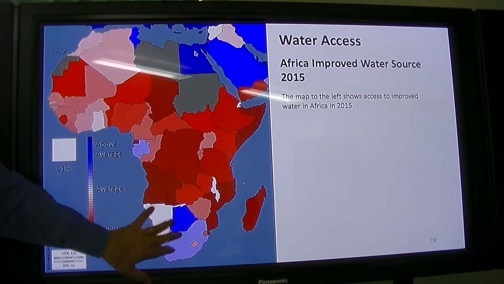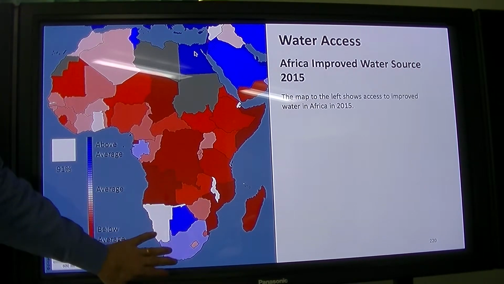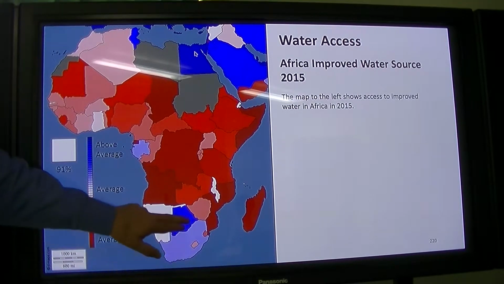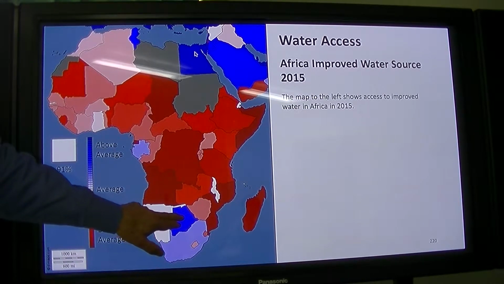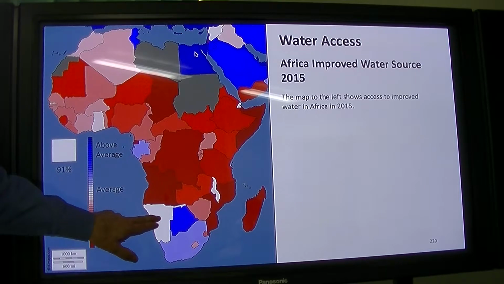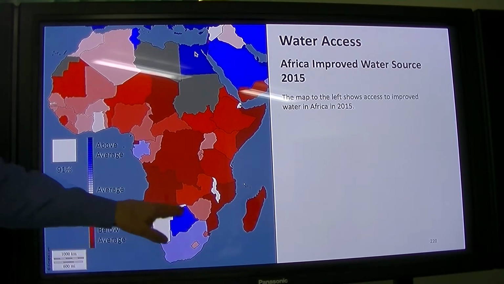But you can see Southern Africa in general has better infrastructure. The effect of colonialism was longer. South Africa, of course, still has a lot of white people. Botswana is a relatively wealthy country. Namibia is reasonably wealthy. So most people have access to clean water.